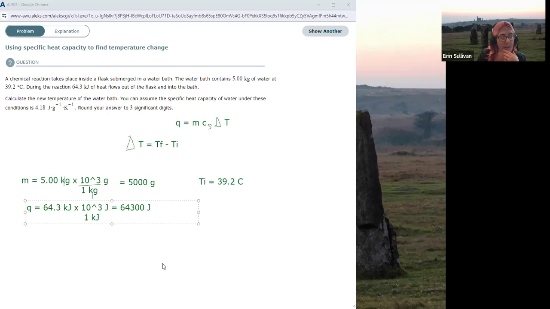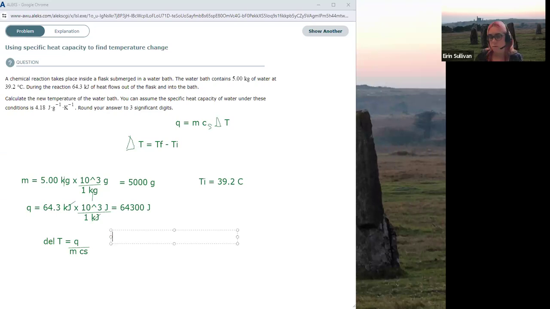So now we're just going to rearrange and solve for my delta T because we've got the specific heat capacity, and that is in joules per gram per Kelvin. Okay, so delta T is going to be Q over M times my specific heat capacity. All right, so let's do it.